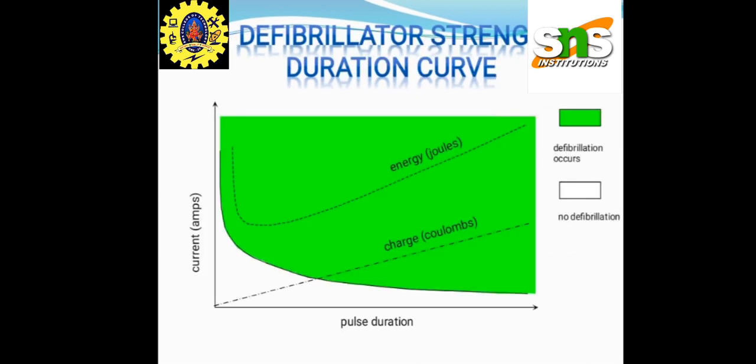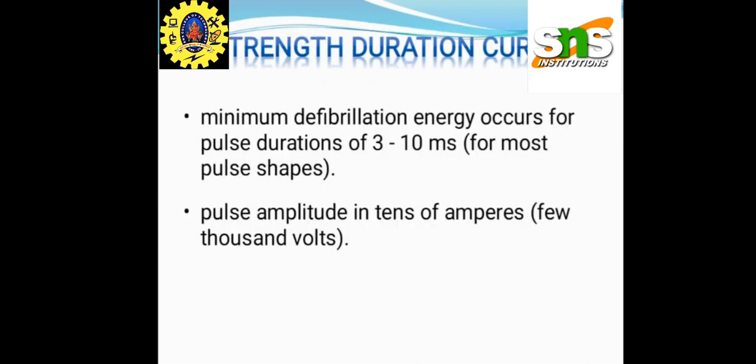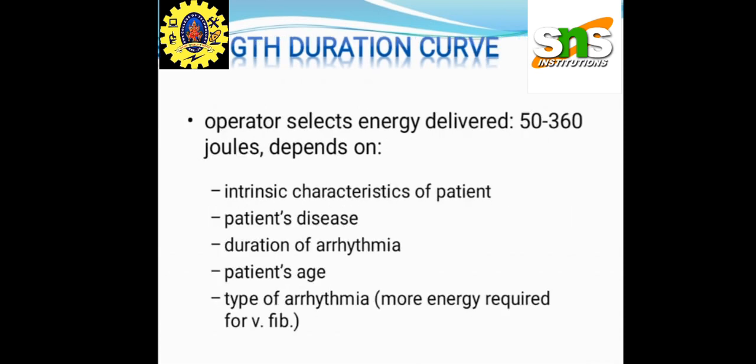Strength duration curve. Minimum defibrillation energy occurs for a pulse duration of 3 to 10 milliseconds for most pulse shapes. Pulse amplitude is in tens of amperes, a few thousand volts. The operator selects the energy delivered, 50 to 360 joules, depending on intrinsic characteristics of the patient, disease, duration of arrhythmia, patient's age, and type of arrhythmia.